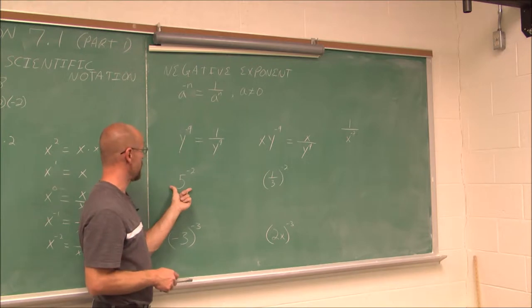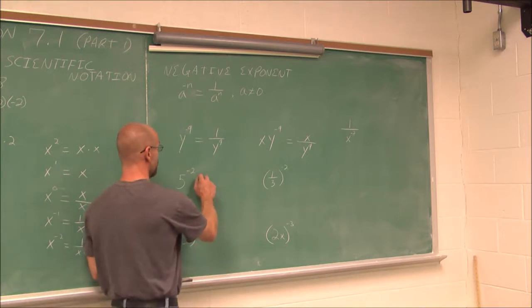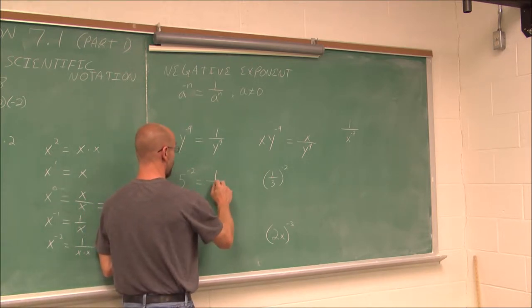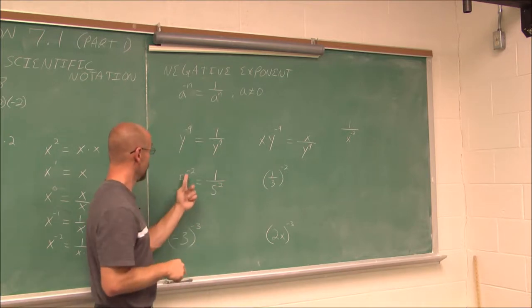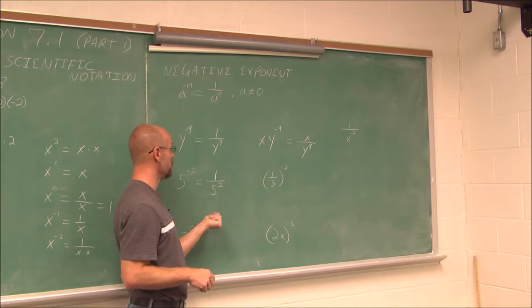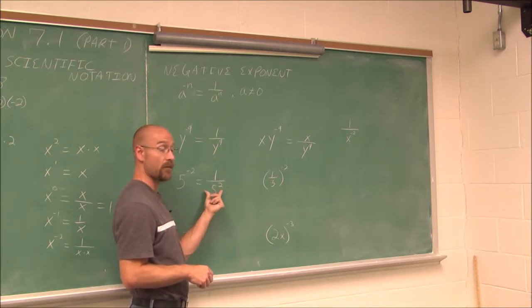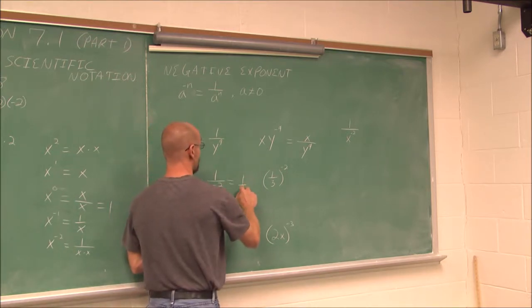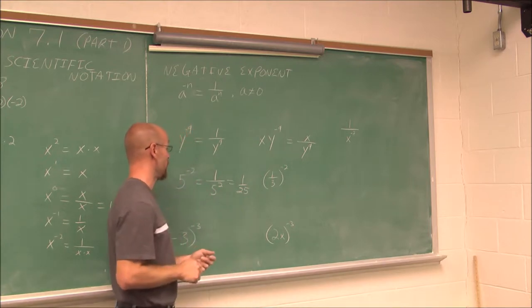So we get x over y to the 9th. If we look at this example, we have 5 to the negative 2nd. Well, that's 1 over 5 squared. That negative just says bring it to a denominator. And now I can actually do the math. 5 squared is 5 times 5. 5 times 5 is 25.